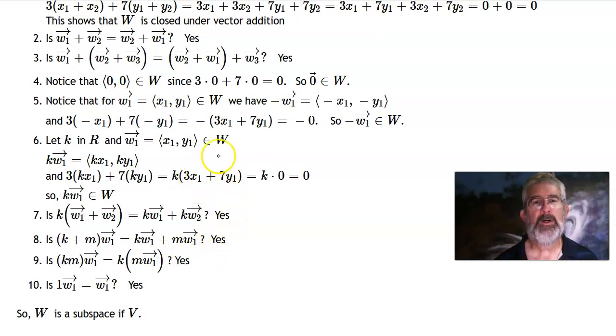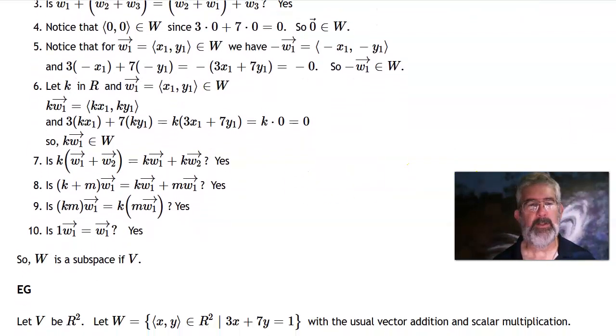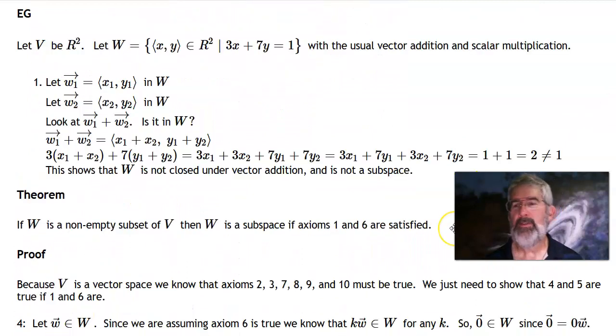We had to do some work on, what do we have to do? Number 1, 4, 5, and 6, I think, were the ones we didn't just say, yes, obviously. We had to do a bit of work. So I'm going to have a theorem coming up about what we really need to do to show something's a subspace. Here's another example. This one, in fact, is not a subspace.